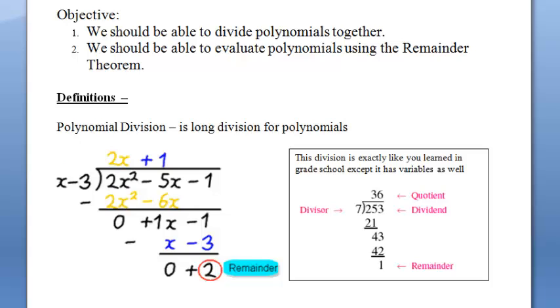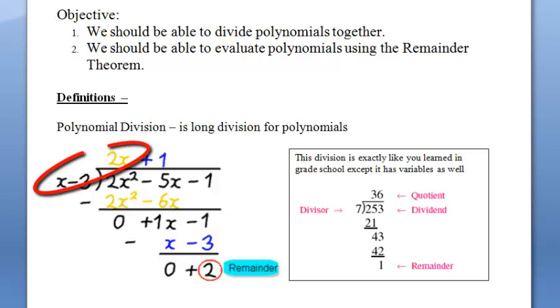But this time we just take the x. We ignore the negative 3 for a second. We take the x, and we see how many times it can go into 2x squared. Well, x goes into 2x squared 2x times, because x times 2x is 2x squared. So we write 2x right up above, just like we did over here with the 3. 7 goes into 25 3 times. The next thing that you did with numbers is you went 3 times 7 is 21, and you wrote it below. So let's do the same thing.